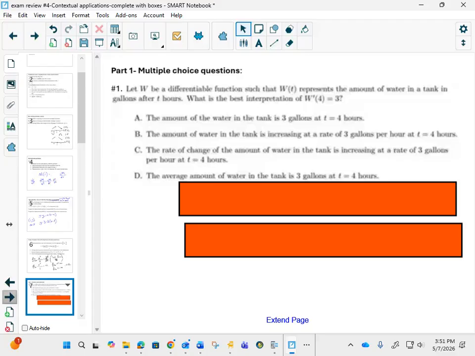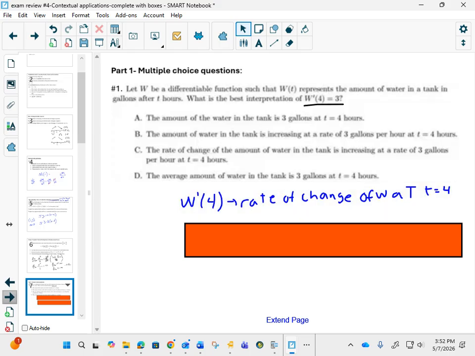All right, so I find that taking actual questions helps us see things better. W is a differentiable function, where W of t represents the amount of water in gallons after t hours. What is the best interpretation of W prime of 4 equals 3? First of all, what is W prime of 4? That's a rate of change, a rate of change of water at t equals 4.